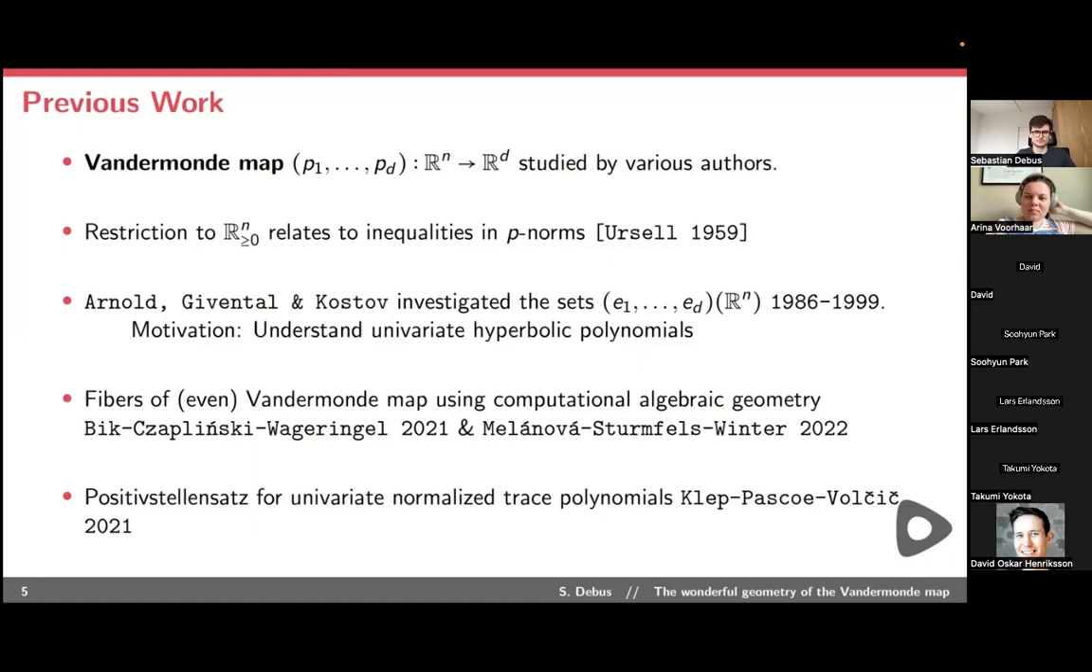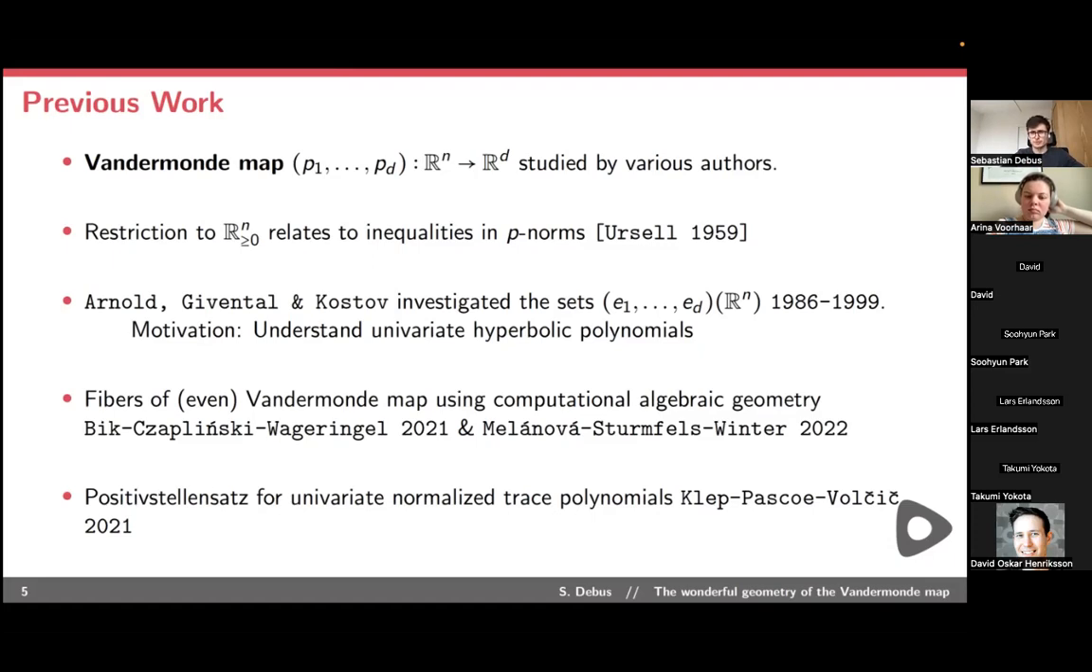in LP norms. And then Arnold, Givental, and Kostov, they studied these Vandermonde sets, Vandermonde cells, but they considered the elementary symmetrics and not the power sums. And you have the Newton identities, so you have a polynomial diffeomorphism between those sets. So it's actually the same. And the motivation for them to study those sets stems from understanding univariate hyperbolic polynomials. So on the next slide, I will tell you why they are related to this set.